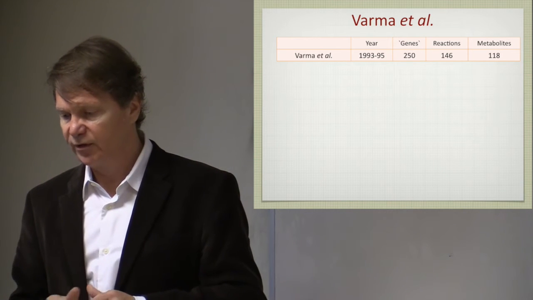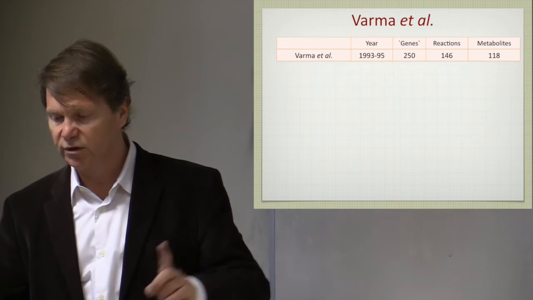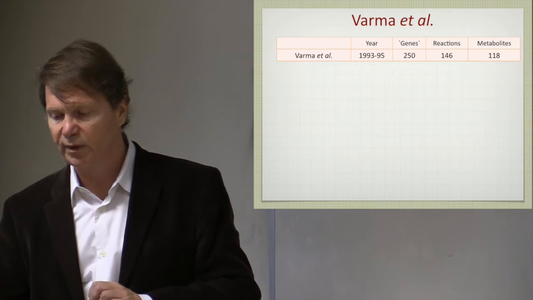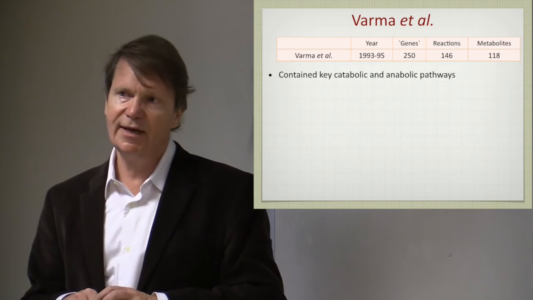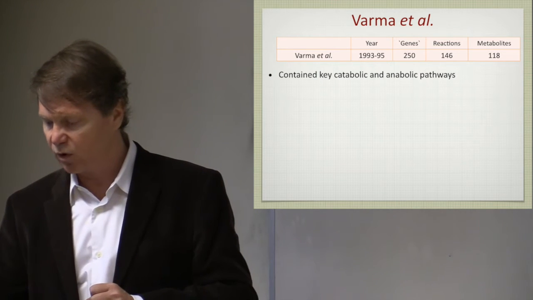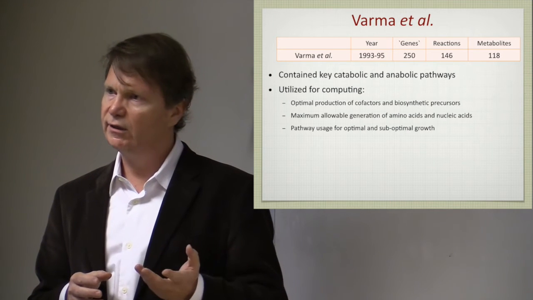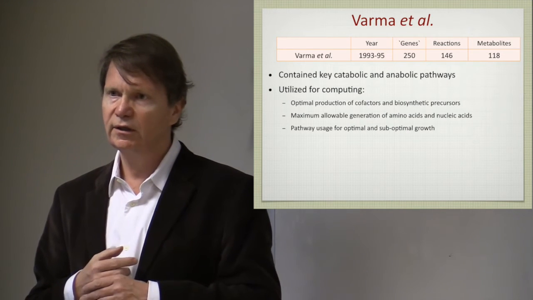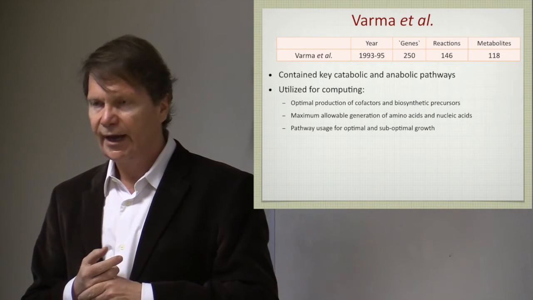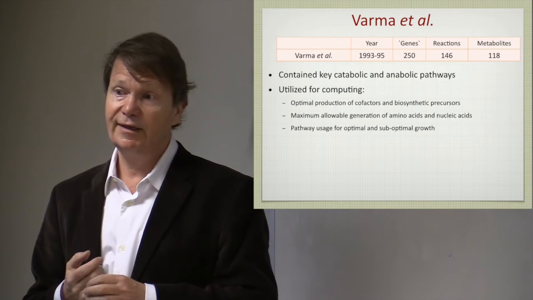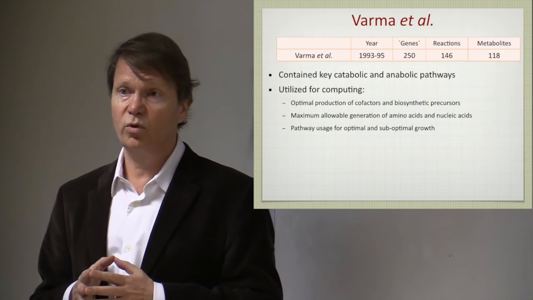And there was a gentleman called Amit Varma that did that first. We didn't have a gene count, so that's in quotation marks, but this is the size of the reconstruction and when it was built, in the early 90s. It contained the basic catabolic and anabolic pathways in E. coli. You can compute a number of things with it. You can compute the ATP yield on different substrates, the redox yield on different substrates, depending on what the electron acceptor was available. It allowed us to compute theoretical yields of products in E. coli, like amino acids, and this actually turned out to be quite important.